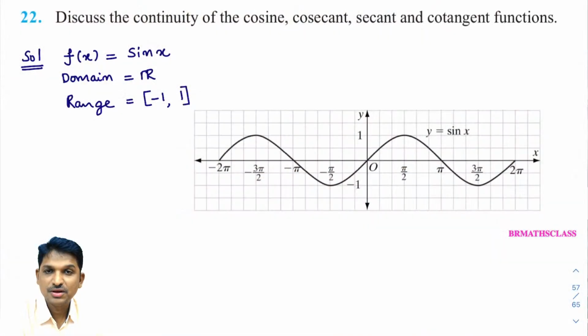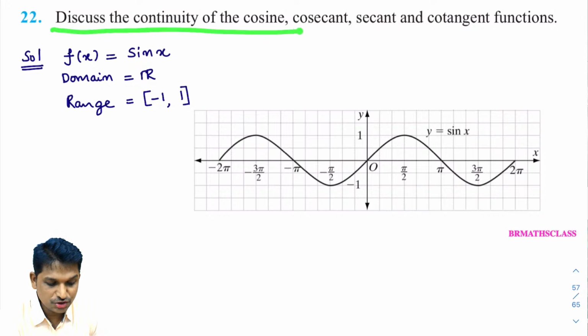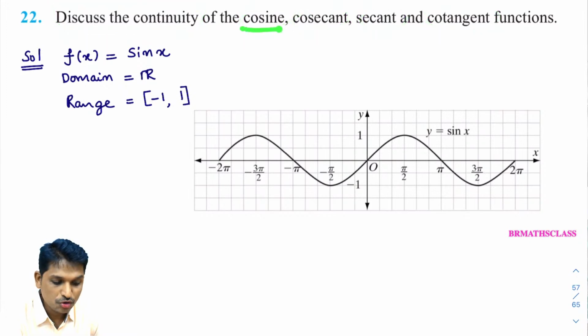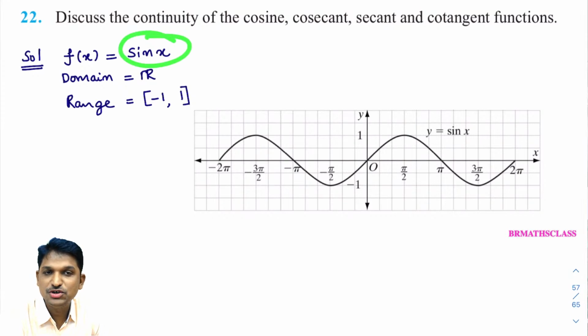In this class, what we are going to learn? You observe this problem. Discuss the continuity of cosine, cosecant, secant, cotangent function. You know cosine means cos function, cosecant means cosec function, secant function, cotangent means cot function. Discuss the continuity of these functions. Actually, discussing the continuity of trigonometric functions. I'll discuss continuity of sin x, cos x, tan x, I'll discuss continuity of all trigonometric functions in this class.